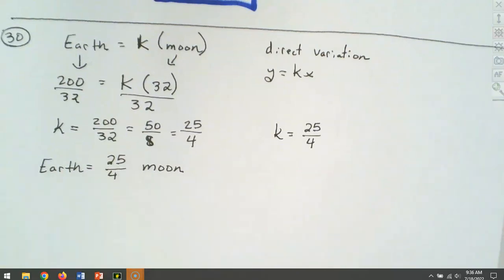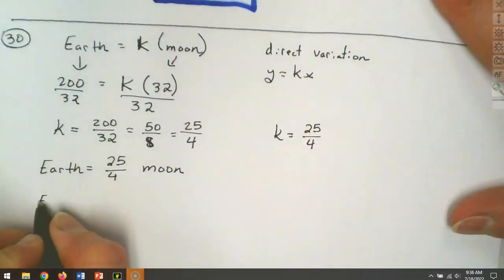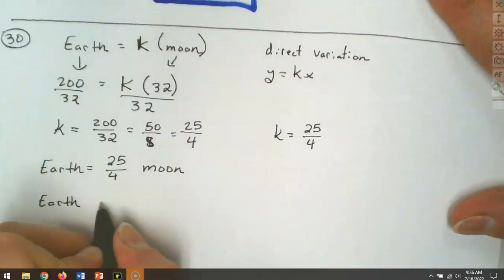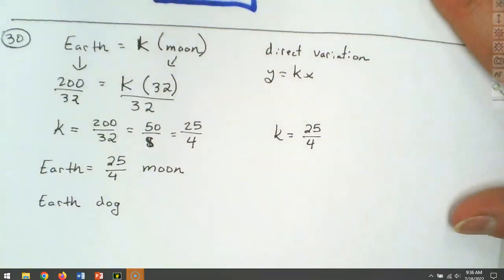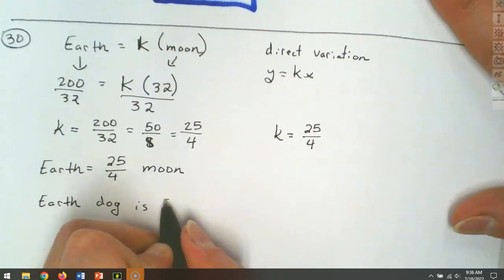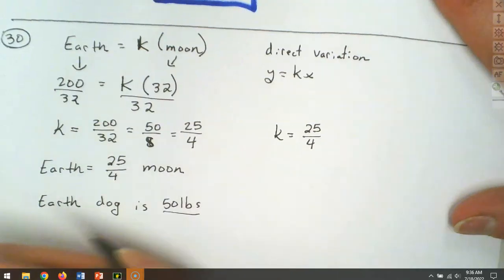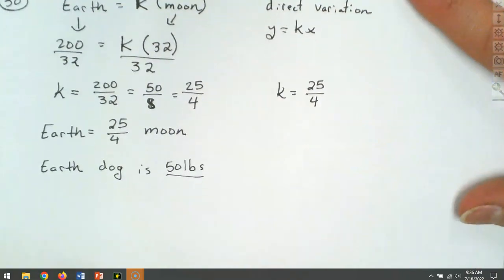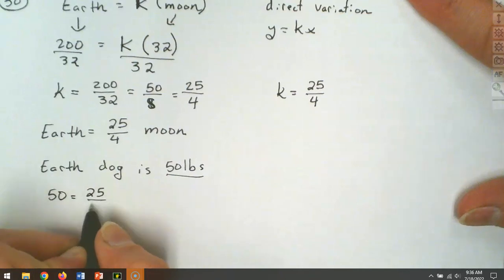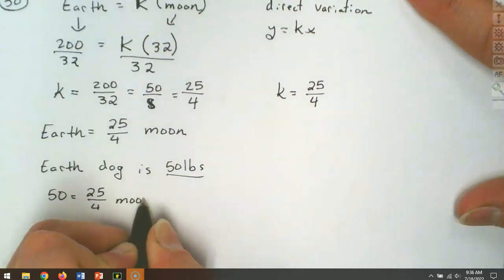Now, what are we looking to find here? It says, how much would the dog weigh on the moon? What does the dog weigh on Earth? Well, on Earth, the dog is 150 pounds. Or sorry, 50 pounds, right? So the dog weighs 50 pounds. So what would that be on the moon? Well, plug in my 50. And we don't know our moon weight, so we're just going to leave that as the moon.